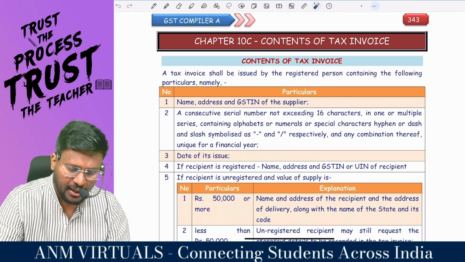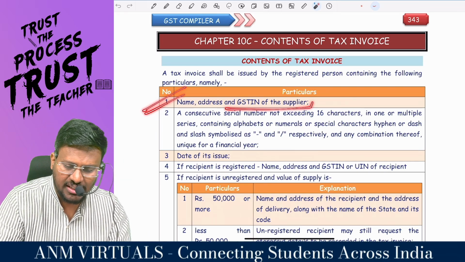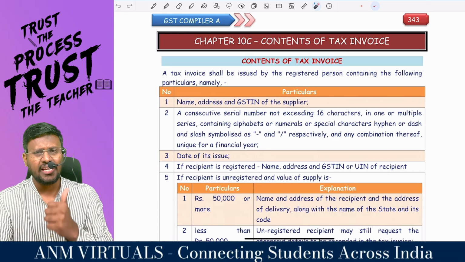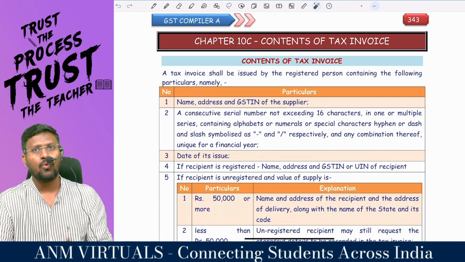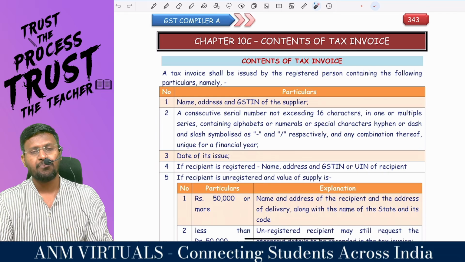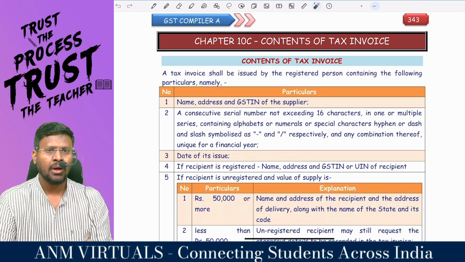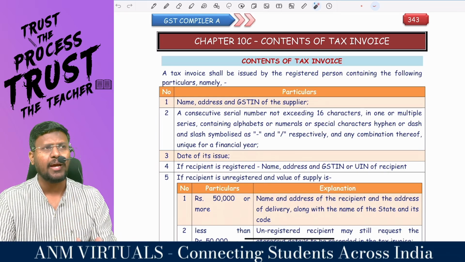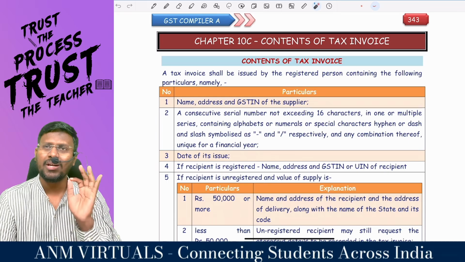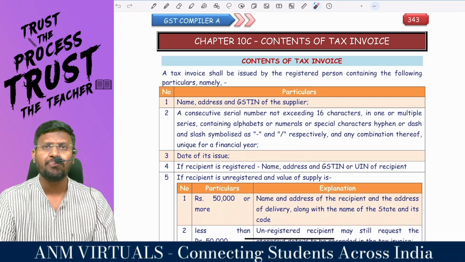Number one, name, address and GSTIN of the supplier. What is the name of the supplier? A&M Classes. Where it is located, that's the address, and what is the GST number. Sir, only a person who is registered will have the GST number, right? So only a registered person is supposed to issue the tax invoice.